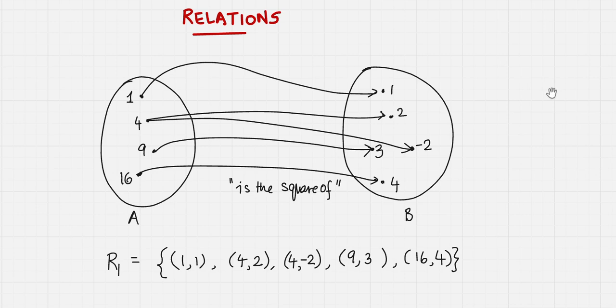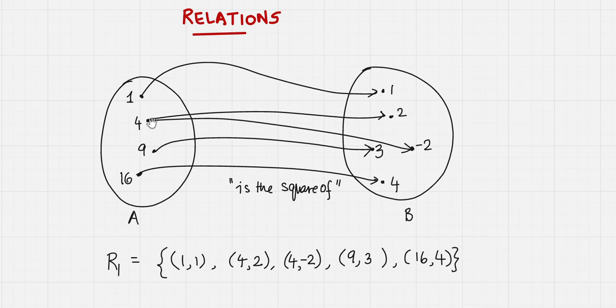Let's study relations and functions. A relation is a mapping from the elements of one set to the elements of another. Like here we have set A and set B. The elements of set A are the squares of the elements of set B.